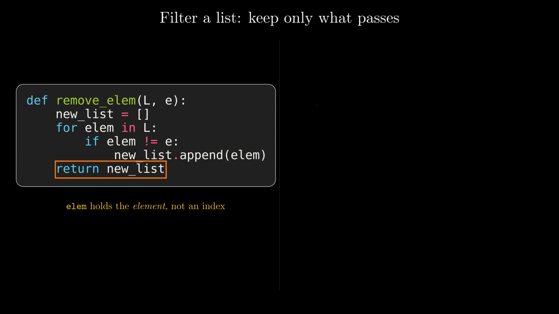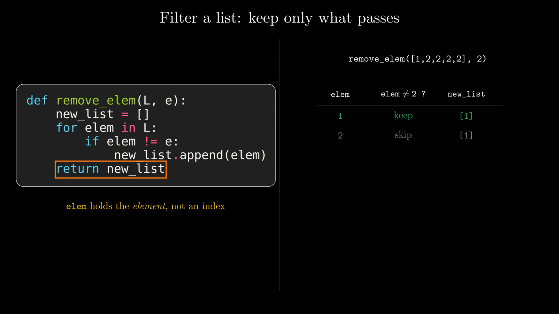Let's trace it with the list 1, 2, 2, 2, 2, and e equal to 2. 1 is not equal to 2, so 1 is kept. Every 2 is equal to e, so all of them are skipped. The result is a new list containing just a single element 1.